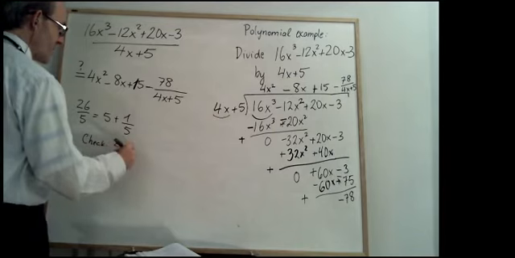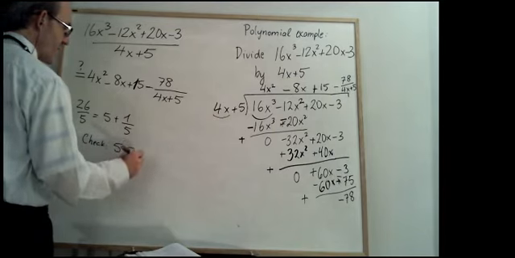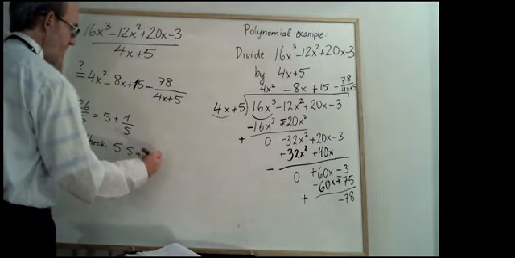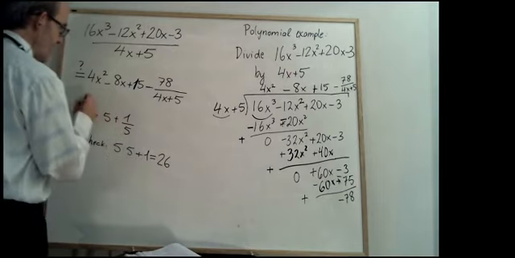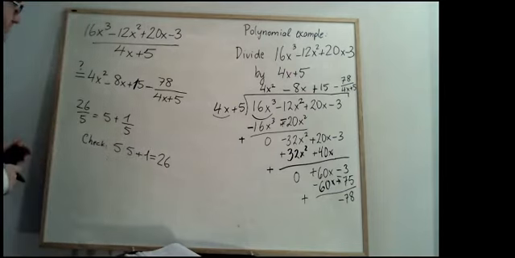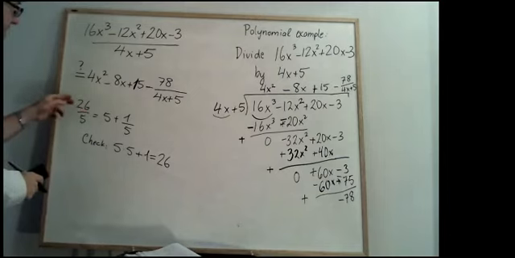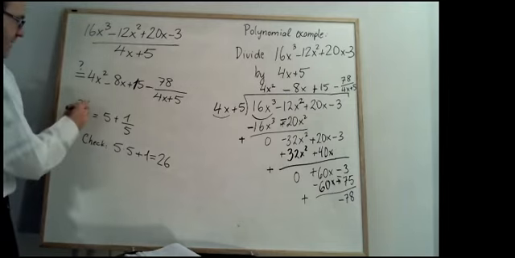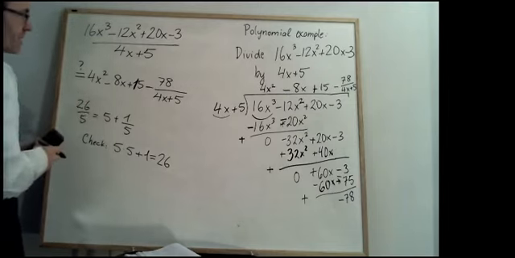Take the quotient times the divisor, and then add in the remainder, and you should get back the original dividend, or the original number in the numerator. So the numerator is the dividend, and that's the denominator. So I do the same thing here.